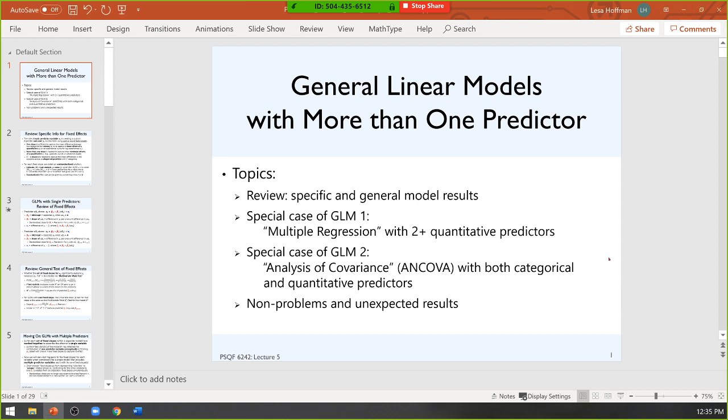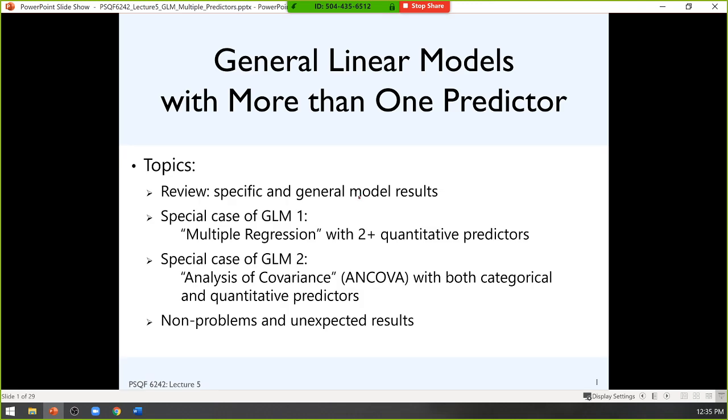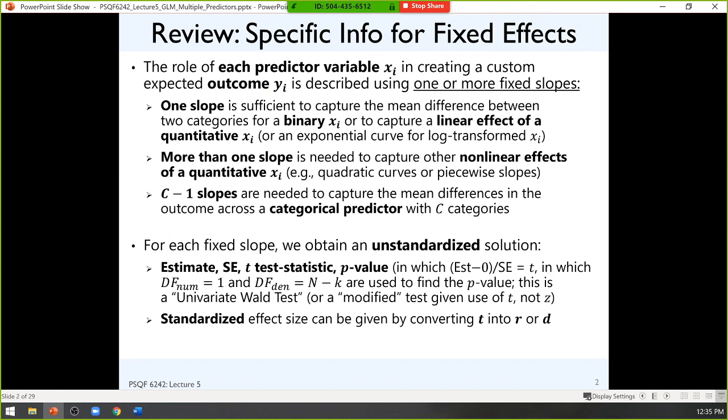Here we go. Maybe. Slideshow. There we go. That's what I wanted to do. All right, can you all see my screen? Hear me? We're good to go? Okay, all right, away we go.